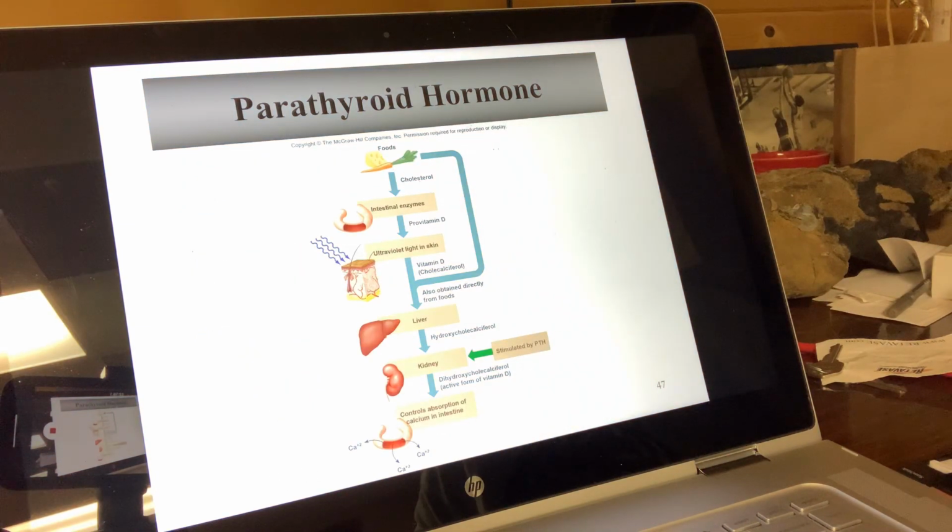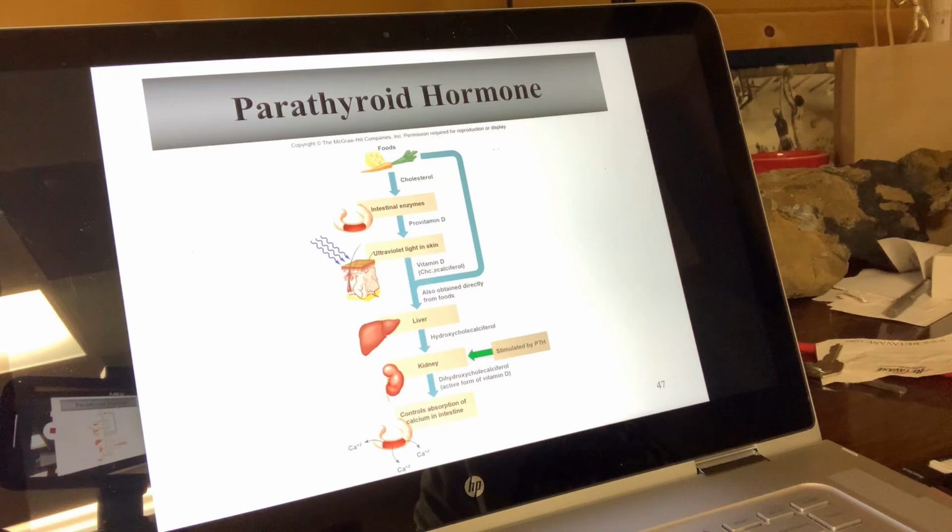This is a diagram of exactly how parathyroid hormone works to stimulate increased absorption of calcium through the activation of vitamin D. Vitamin D can be ingested from certain foods and broken down by intestinal enzymes into a provitamin D, which then passes through the skin, and ultraviolet light causes this provitamin D to change into a substance called cholecalciferol, which is another inactive precursor of vitamin D. You can also ingest this vitamin D in the foods you eat.